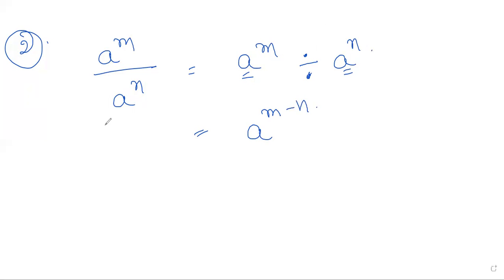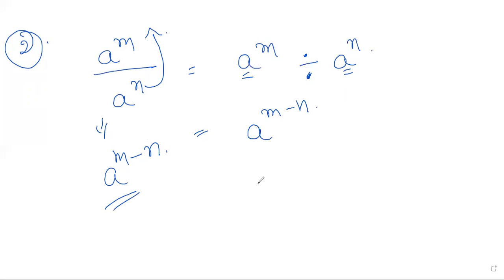Okay children, see here, write a to the power of m as it is, and bring this n to the numerator. It becomes minus n. That is a to the power of m minus n. See, when there is division, we have to subtract the powers.